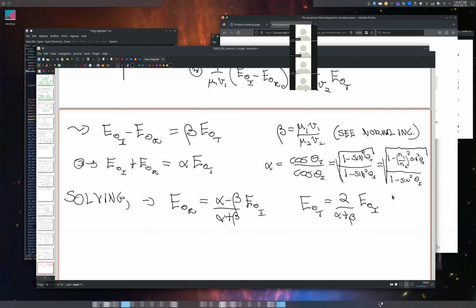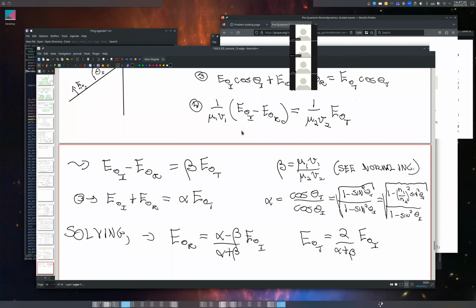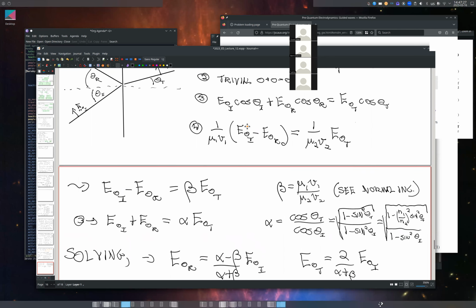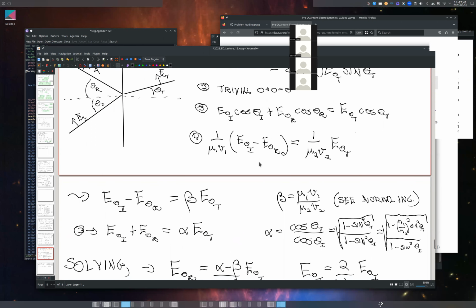Yes. Am I missing the sine or the cosine in that equation 4? So sorry, so this one is here. So equation 4.